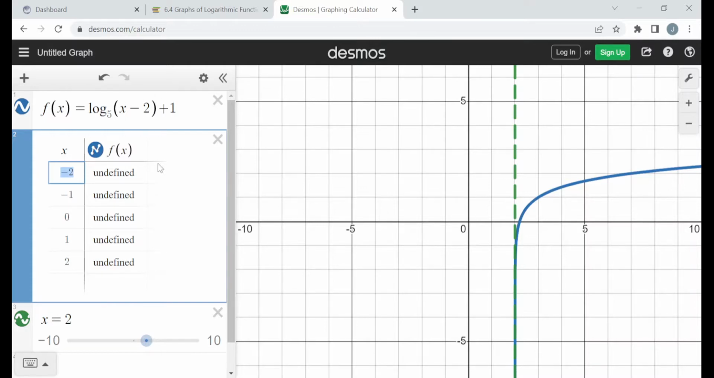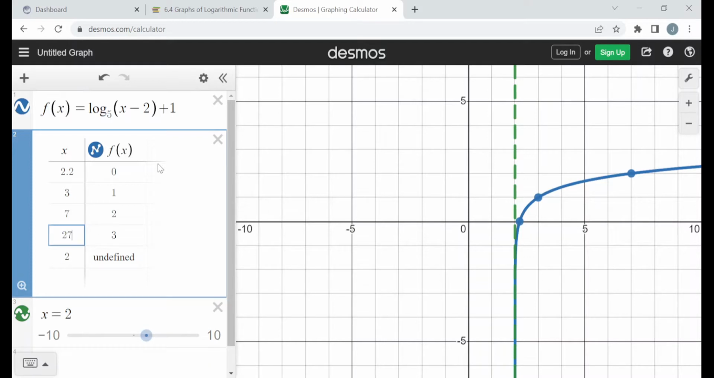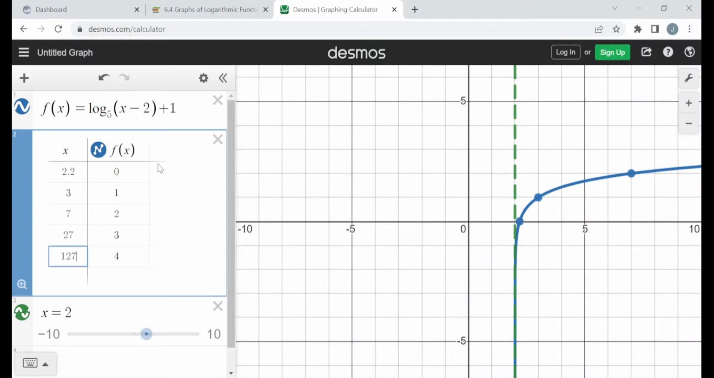Right? But I could plug in, like I did earlier, 2.2. See how the output's 0? Just like in my drawing earlier. Plug in 3 for an output of 1, like in my drawing earlier. Plug in 7 for an output of 2. If I plugged in 27, I got an output of 3. I'd have to go all the way out to 127 to get an output of 4, right? Because that would give me 125, which is 5 to the third in here. So you have log base 5 of 125 is 3, plus 1 is 4, and so on, right?